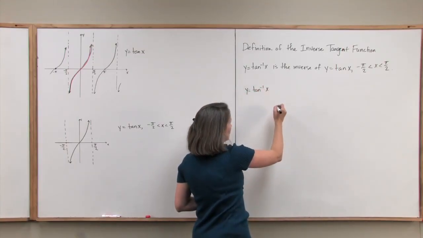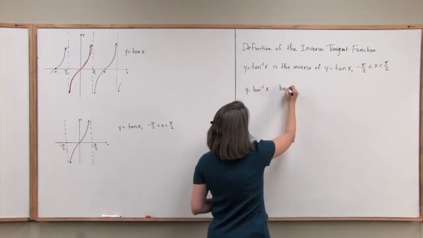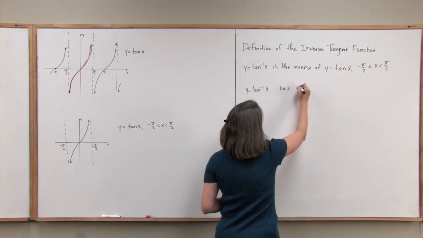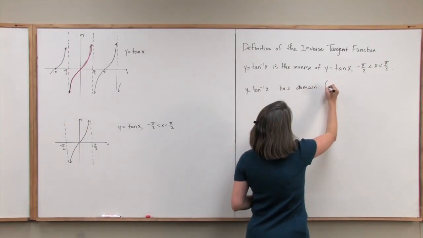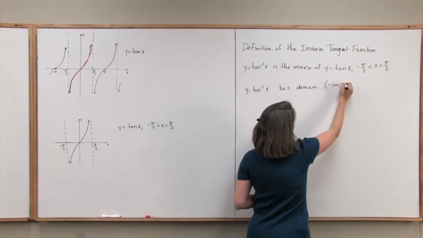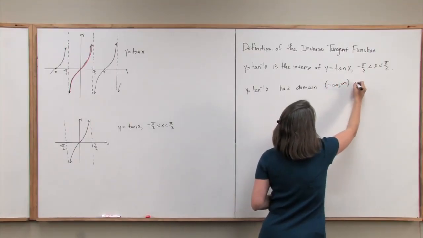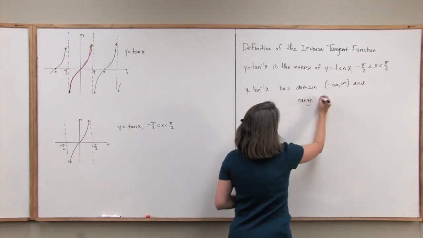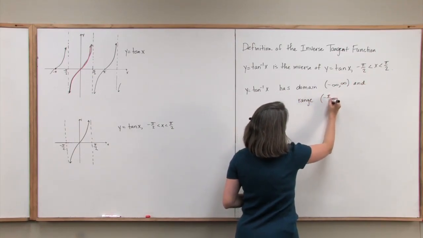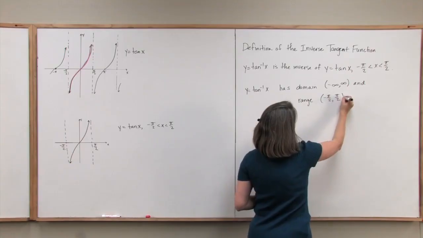And this inverse tangent function has domain all real numbers and range the open interval from negative pi over 2 to pi over 2.